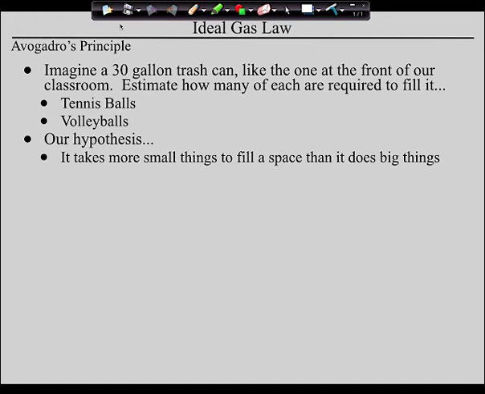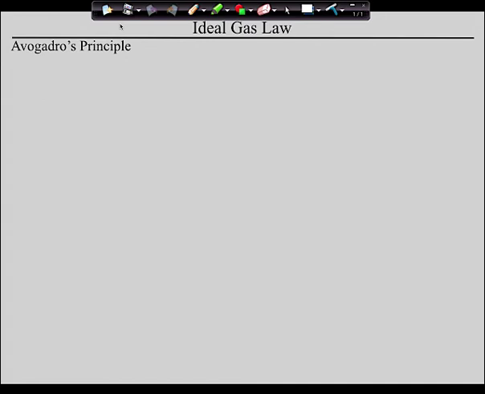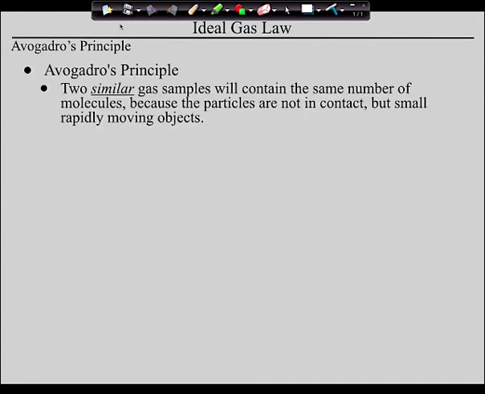Okay, so guys, we're going to leave it at that. That's Avogadro's principle. We are almost done for the day. We will make this way more confusing next year, but for now, let's put it in writing. You ready, guys? This is the stuff you need to get in your notes. So, in a nutshell, Avogadro's principle says this: 2 similar gas samples will contain the same number of molecules because the particles are not in contact, but they're small, rapidly moving objects, which is exactly what Jared and Tyler and some of the rest of you contributed. That's exactly the idea.